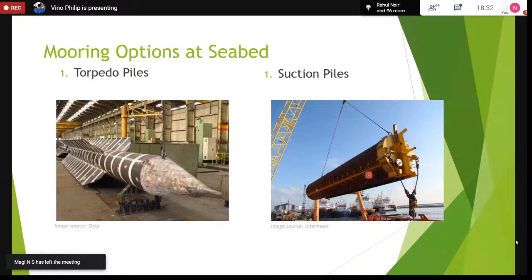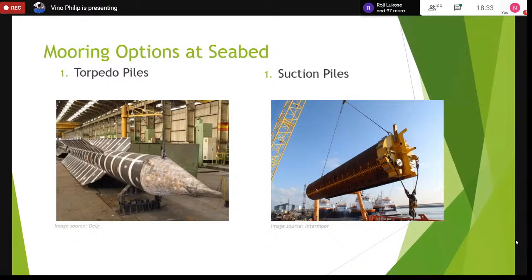And then you can determine at which depth you have reached full friction capacity to prevent it from coming out during mooring. And then the mooring chains are attached to the top of these. Okay. So that is the suction pile concept.